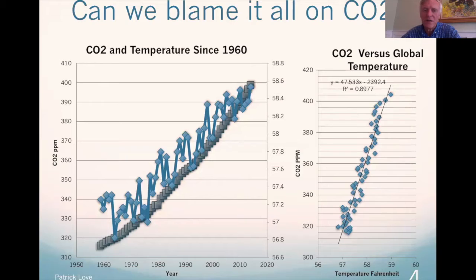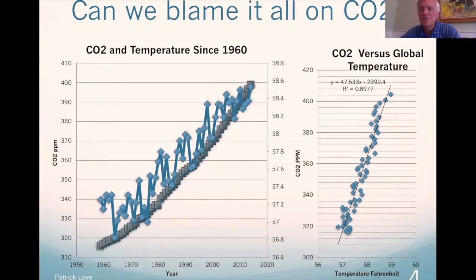So I have plotted on the graph to the left the CO2 concentration in parts per million, and on the leftmost vertical scale is that parts per million. On the right scale is the temperature, right? And of course, if you just look at these numbers, you would say, wow, the CO2 is going up and the temperature is going up, okay?